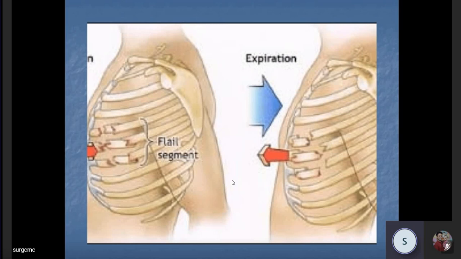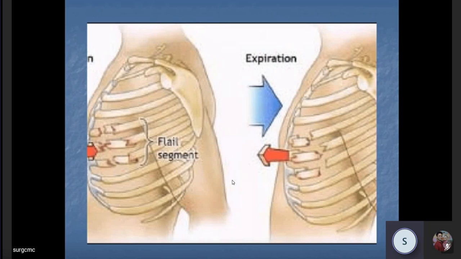It is paradoxical respiration. In normal respiration, you inspire, the entire chest wall or the ribs, they all will expand. In expiration, everything goes in. In paradoxical respiration, the entire thing is opposite. The flail segment, this segment, in inspiration, it goes out. In expiration, it goes in. That is paradoxical respiration. So if you get paradoxical respiration in any part of the chest wall of any patient, you please suspect there are multiple fractures on a single rib or multiple ribs.